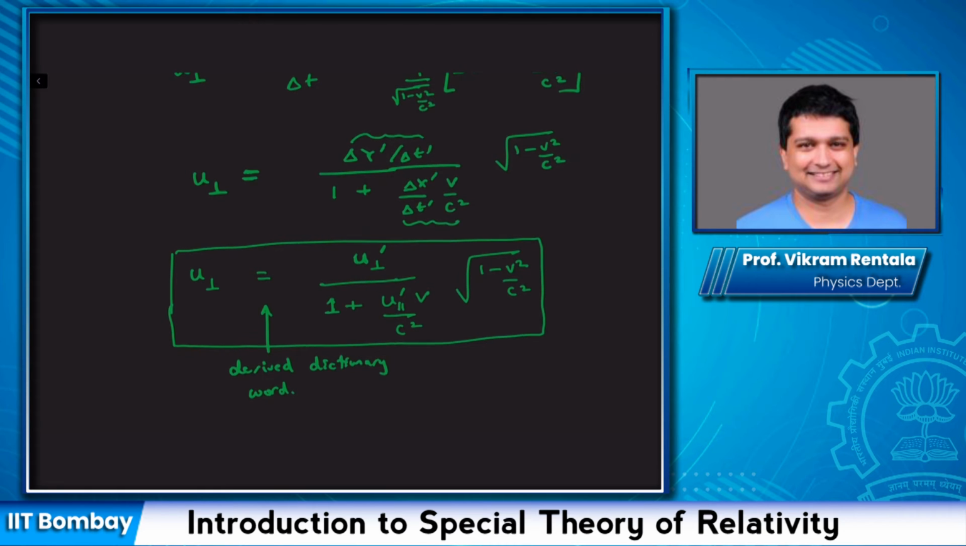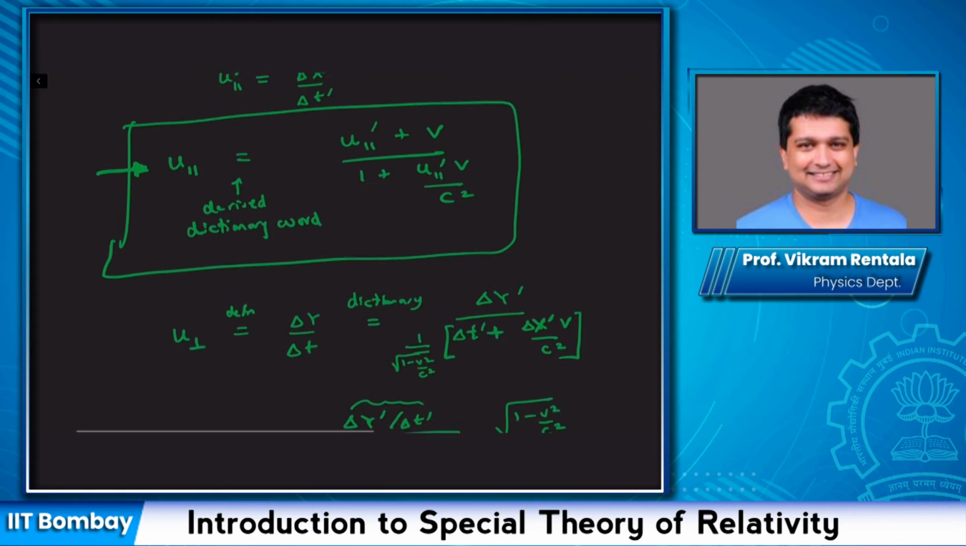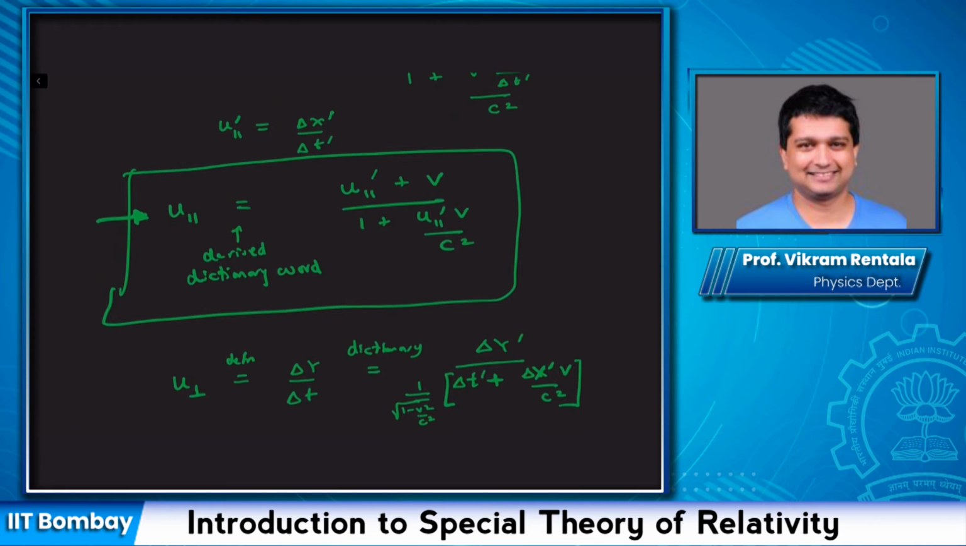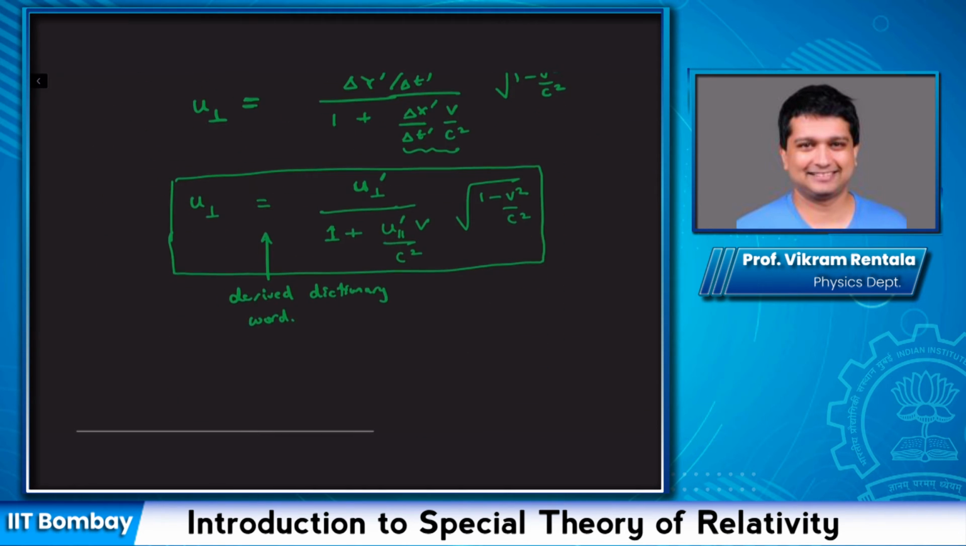So we derived a second dictionary word. It's useful to compare these new dictionary words with what we had in Galilean relativity. In Galilean relativity, u parallel was just u parallel prime plus v. In special relativity, we see this additional factor in the denominator. And in Galilean relativity, the perpendicular component of the velocity doesn't change. So u perpendicular is equal to u perpendicular prime in Galilean relativity.